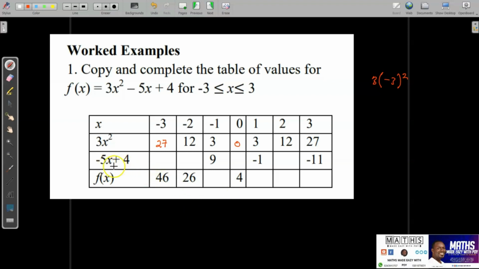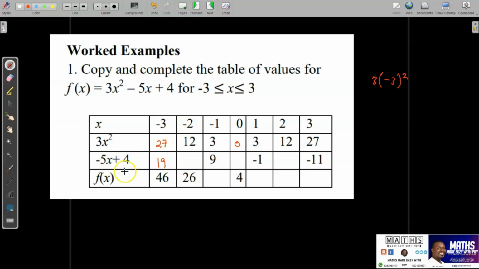Okay, so we come to the next. We'll have negative 5 multiplying negative 3, which will give us positive 15, then plus 4. That will give us positive 19. Are we okay? Then the 27 that we have here, added onto the 19, gives us 46. Can I move on? Yes, please. Okay. Do the negative 5 times negative 2, then plus 4.